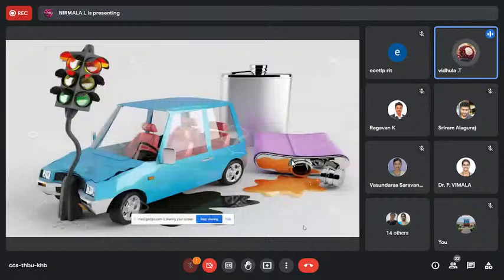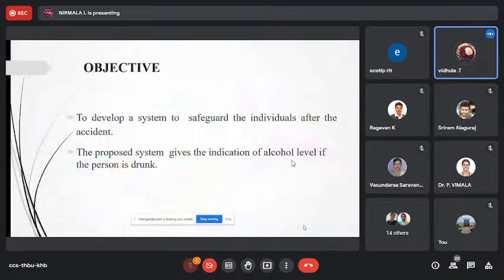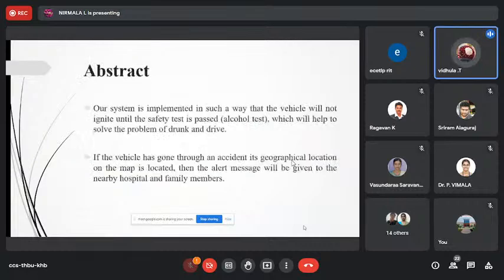So our main objective is to develop a system to safeguard the individual after the accident, and the proposed system gives the indication of alcohol level if the person is drunk. Our system is implemented in such a way that the vehicle will not ignite until the safety test is passed. In this paper, the safety test means the alcohol test, which will help to solve the problem of drunk and drive. And if the vehicle has gone through an accident, its geographical location on the map is located, then the alert message will be given to the nearby hospital and family members.